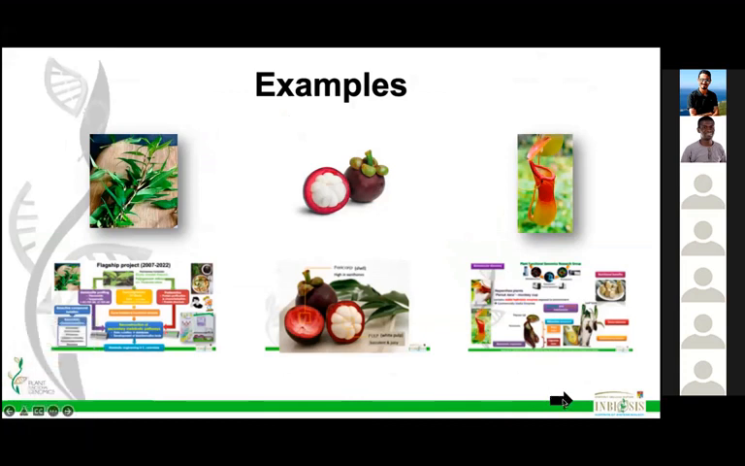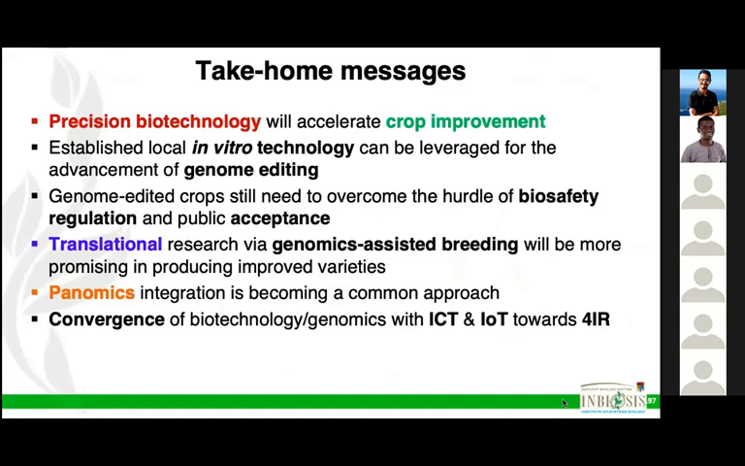So I'll just jump to the conclusion, the take-home message, because we are running out of time. Just 1 minute left. Precision biotechnology will accelerate crop improvement. Established local in vitro technology can be leveraged for advancement of genome editing. Genome edited crops still need to overcome the hurdle of biosafety regulation and public acceptance. So translational research while genome assisted breeding will be more promising in producing improved variety.